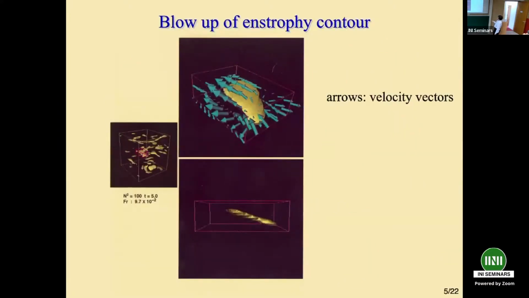So this is a blow-up of an enstrophy contour for our simulation. We had the so-called scattered pancakes. If we blow this one up, it is shaped a little bit tilted in space, and the arrows are velocity vectors in horizontal directions. So these vortices show very strong shear layers.